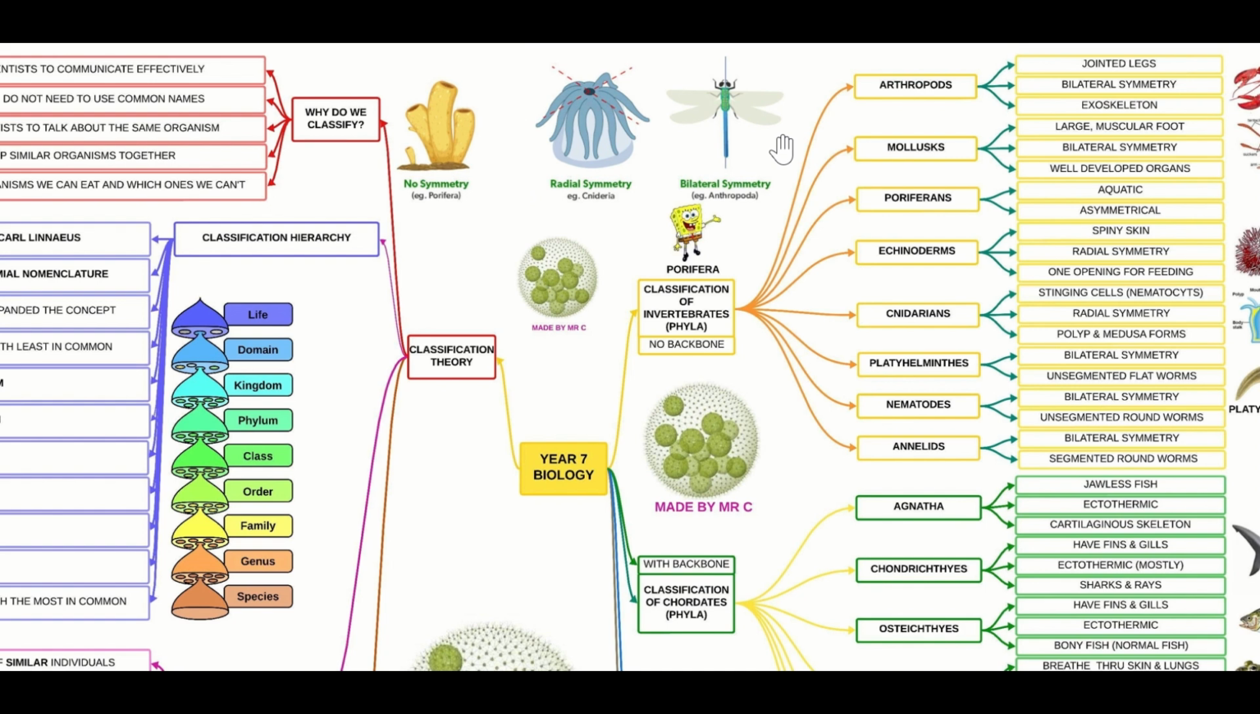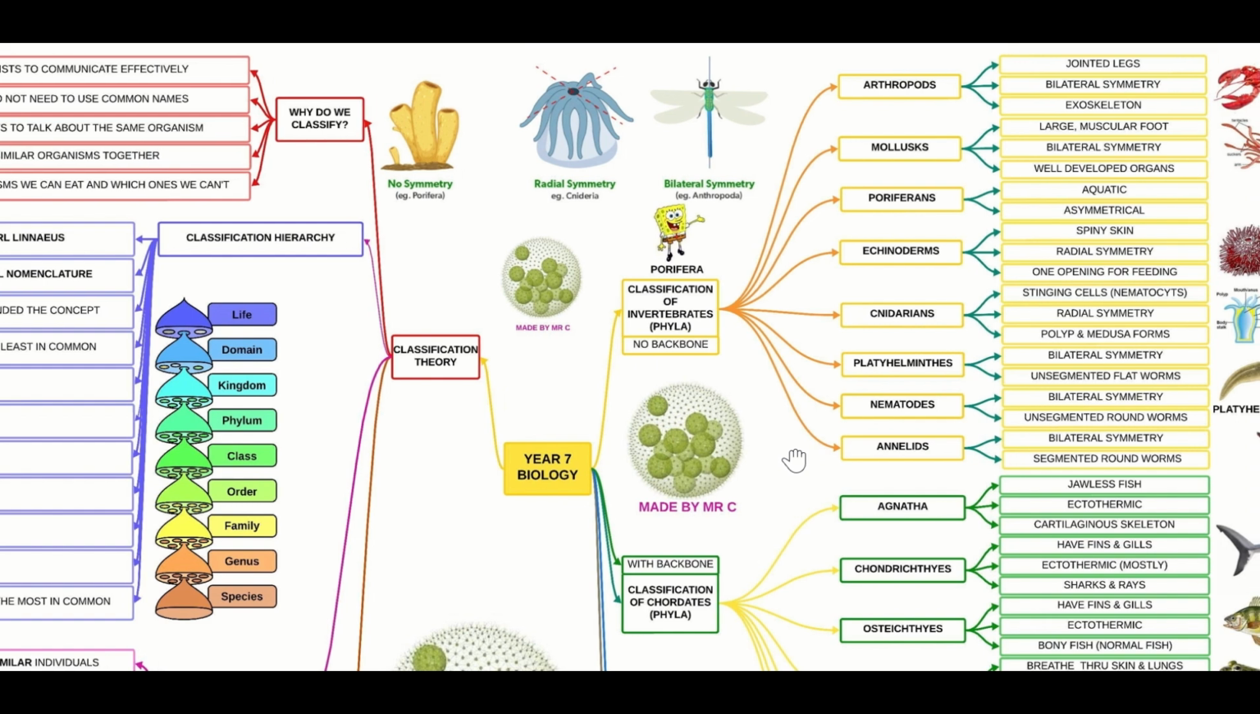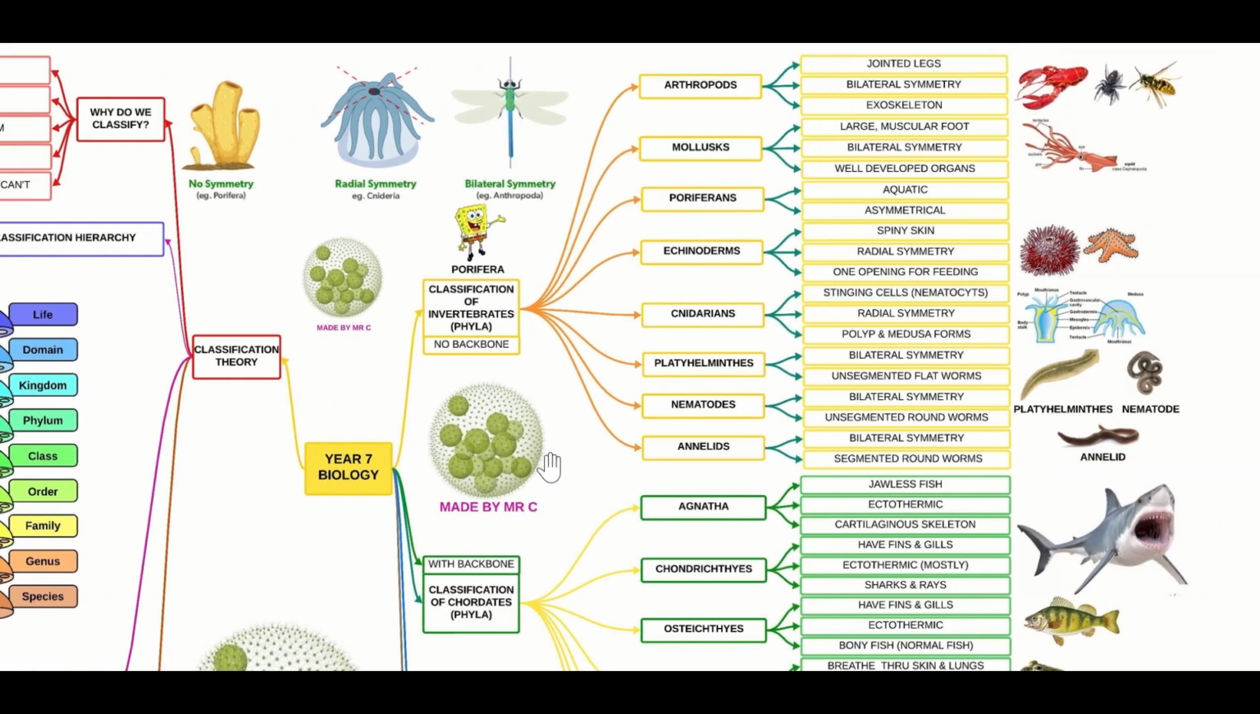And then last of all, we have bilateral symmetry, which is if you cut it down the middle, then both sides will be identical. Okay, so if we start looking into the classification of the invertebrates, these are the phyla (phyla is plural for phylum) of invertebrates, and invertebrates have no backbone. So first of all, we have the arthropods, and the word arthropod actually means jointed leg. It has bilateral symmetry, which means if you cut it down the middle, both sides will be identical, and it has an exoskeleton, and the exoskeleton is made of chitin.